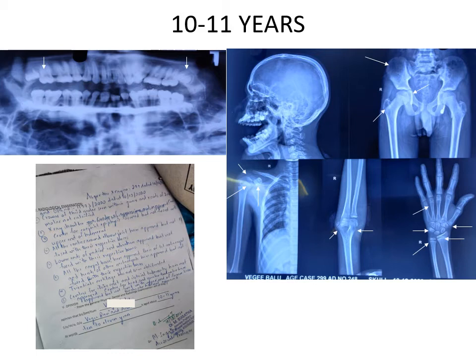Here all the centers around the elbow joint have appeared but not fused. Here all the centers in the wrist joint have appeared, still not fused. All the carpal bones have formed. Heads of other metacarpals and base of the first metacarpal have appeared but not fused. Here you can see still there is no iliac crest or ischial tuberosity. Head, greater and lesser trochanters have appeared, and still the triradiate cartilage has not obliterated.